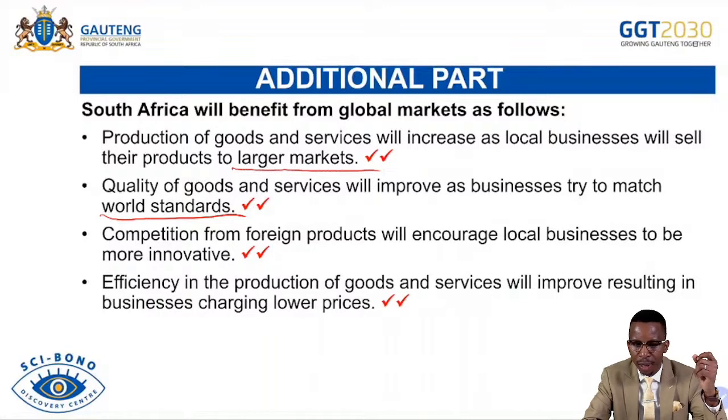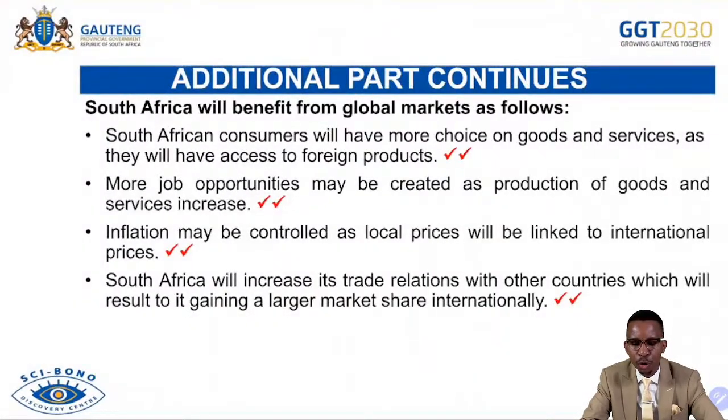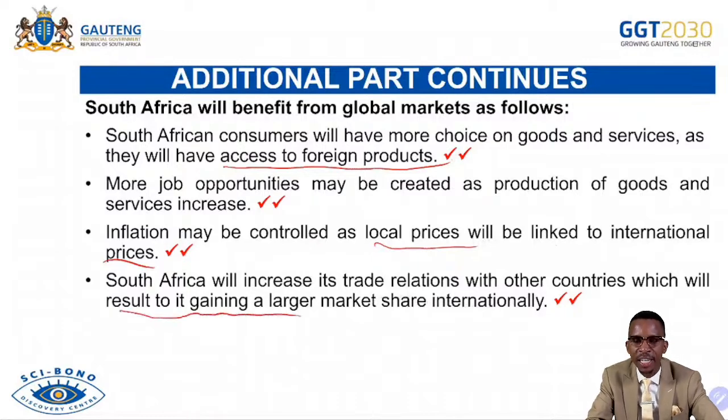Competition from foreign products will encourage local businesses to be more innovative. Efficiency in the production of goods and services will improve, resulting in businesses charging the lowest possible prices. South African consumers will have more choice of goods and services as they will access the foreign products. And then more job opportunities may be created as the production of goods and services increases. Inflation may be controlled as local prices will be linked to international prices. South Africa will increase its trade relations with other world countries, which will result in it gaining larger market share internationally.